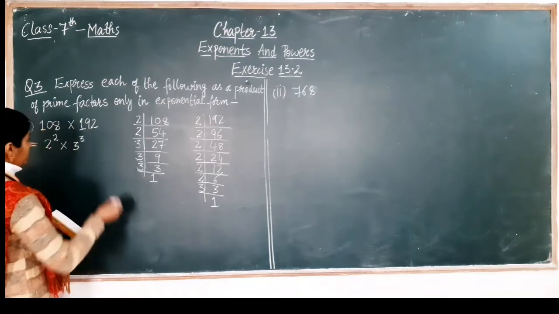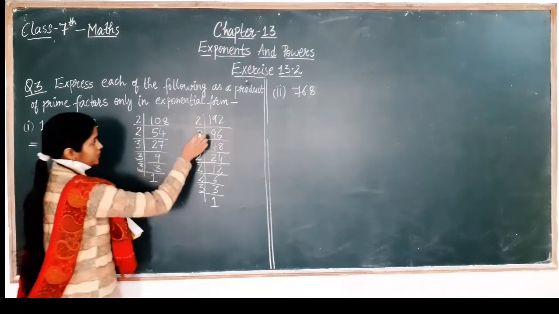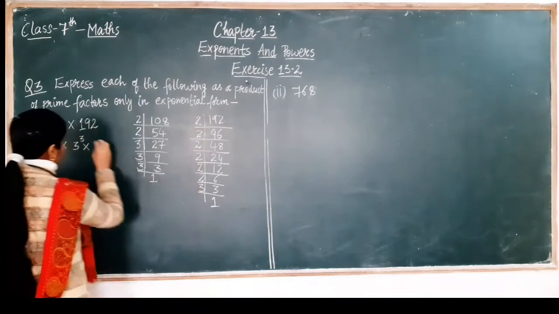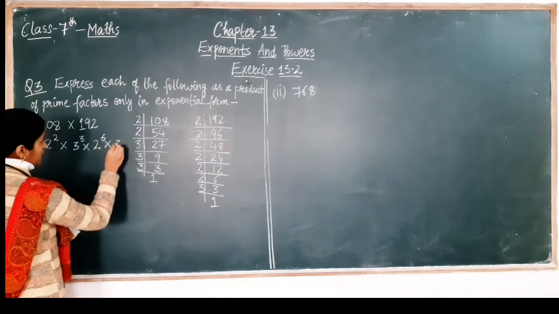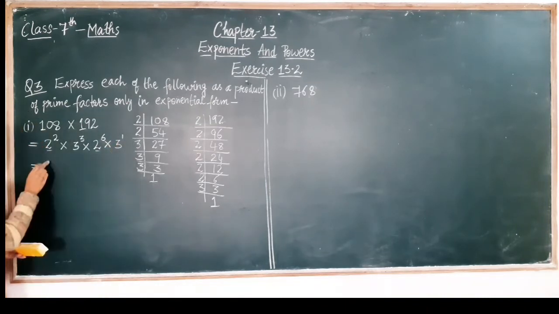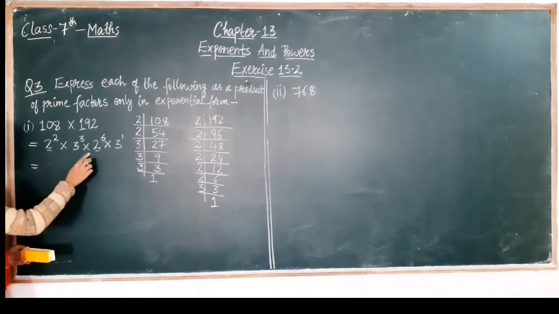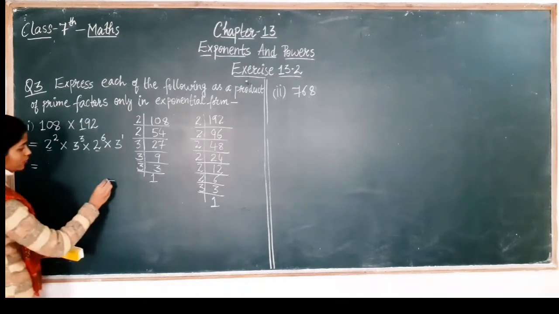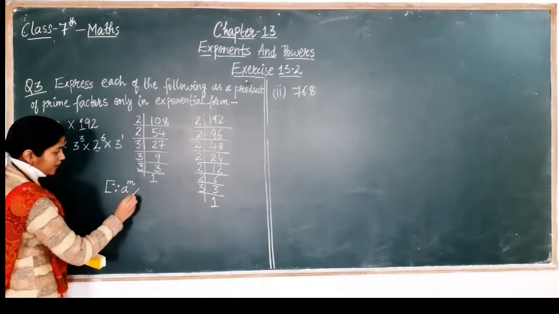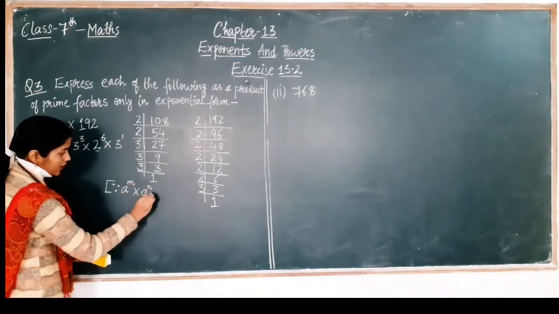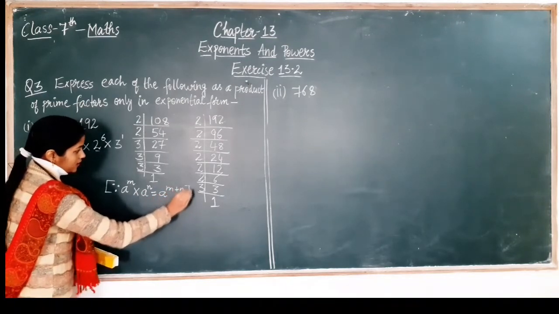Okay. So you can write 192 as 2 raised to the power 6 into 3 raised to the power 1. As the bases are same and powers are different, and here the sign is of multiplication, so we can use the formula a raised to the power m multiplied by a raised to the power n is equal to a raised to the power m plus n.